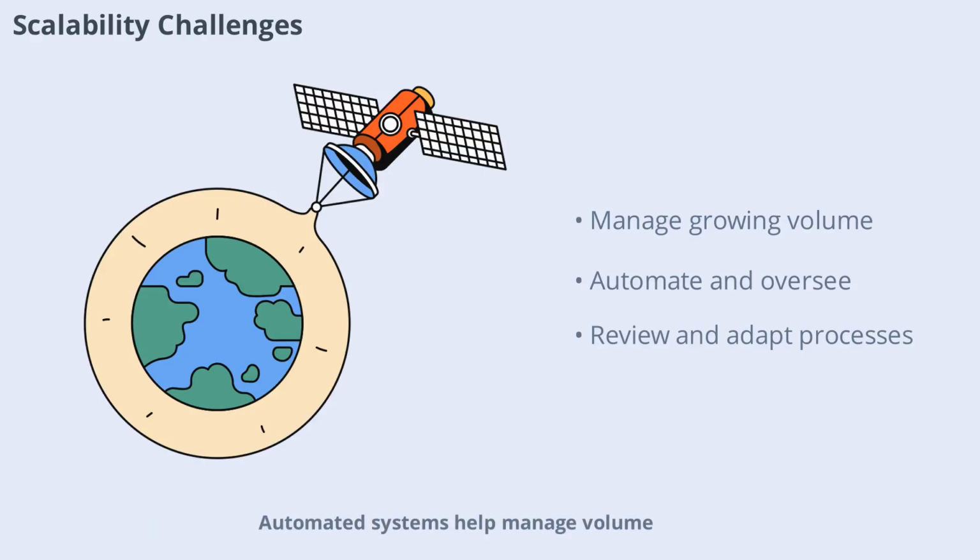Automated systems help manage volume, but human oversight is still needed for nuanced cases. Investing in scalable solutions and regularly reviewing processes ensures moderation keeps pace with platform expansion.